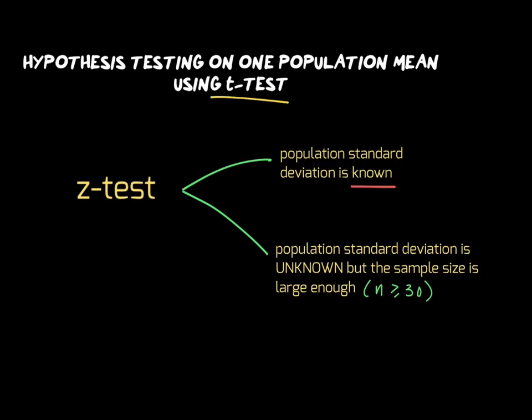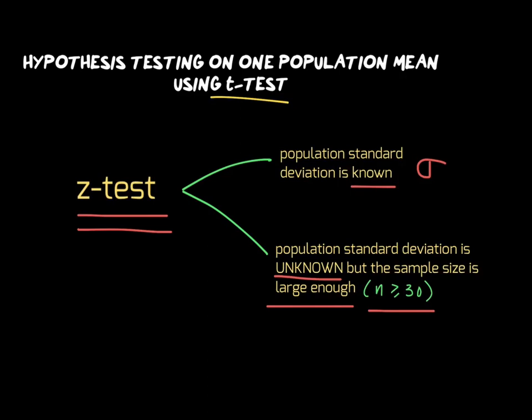And as you might have learned before, we perform hypothesis testing using the z-test if the population standard deviation is known, and this is regardless of the sample size. As long as the population standard deviation, which is our sigma, is known, then we have to perform the z-test. Now there are cases in which the population standard deviation is unknown, but if the sample size is large enough, that means n is greater than or equal to 30, the appropriate test is still a z-test.